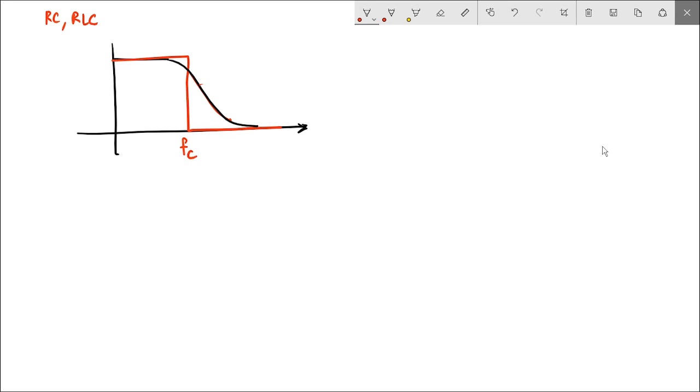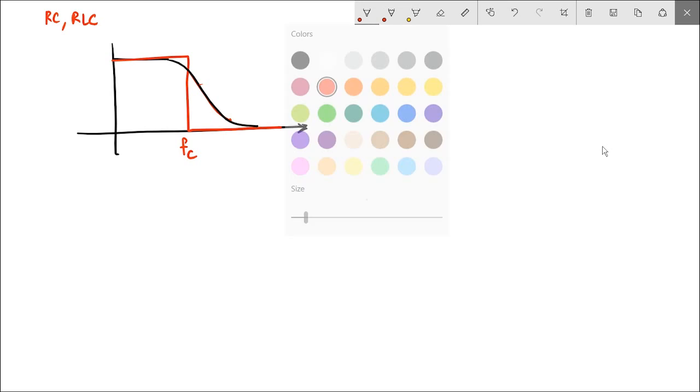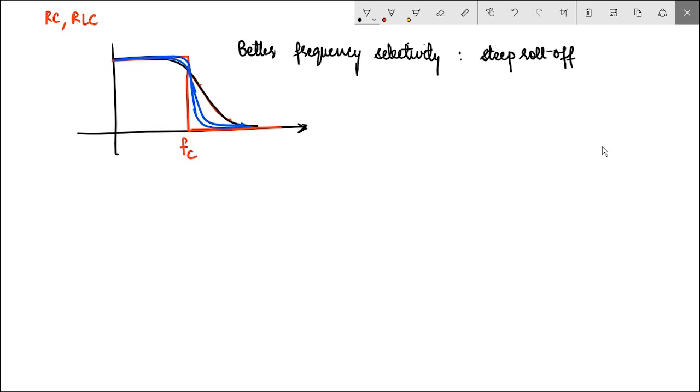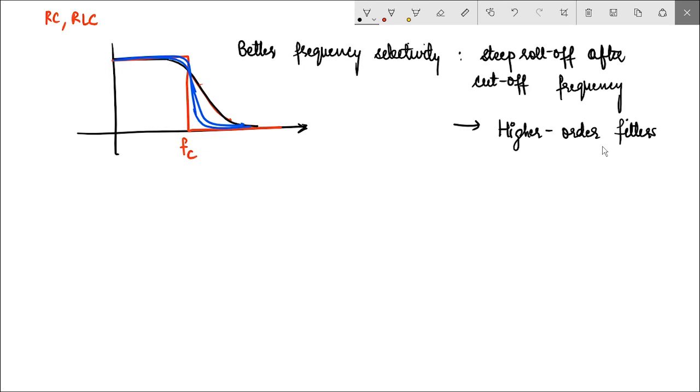Essentially, increasing the order would make the roll-off steeper, even more steep. Say this is first order, this could be second order, this could be fourth order. So if you want better frequency selectivity, you need a steep roll off after the cutoff frequency. And this can be done by using higher order filters, the details of which you'll study in a later course.